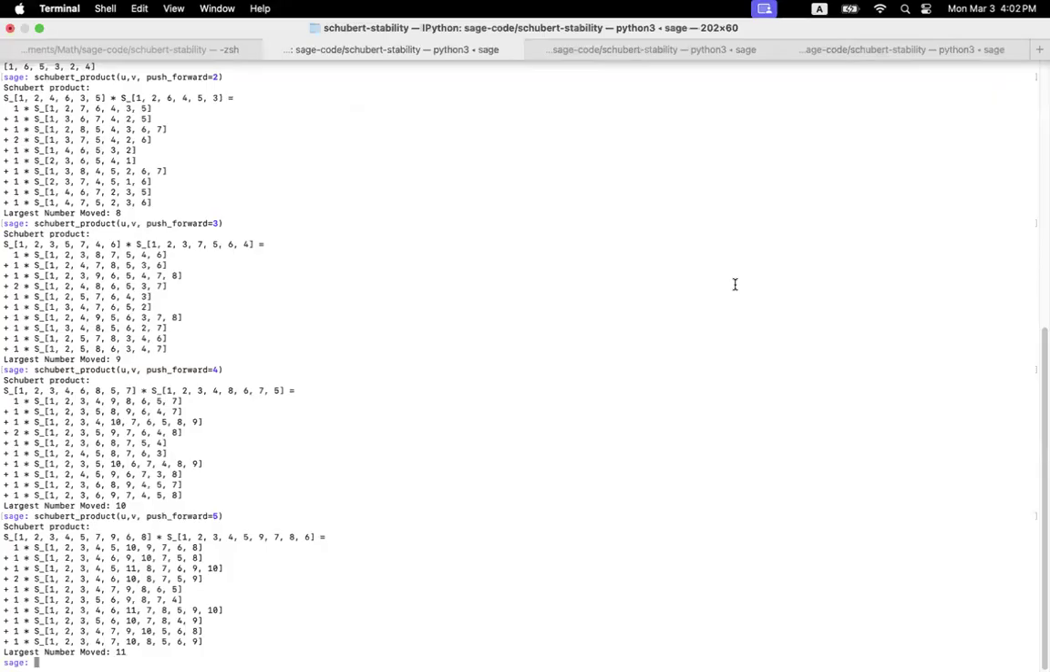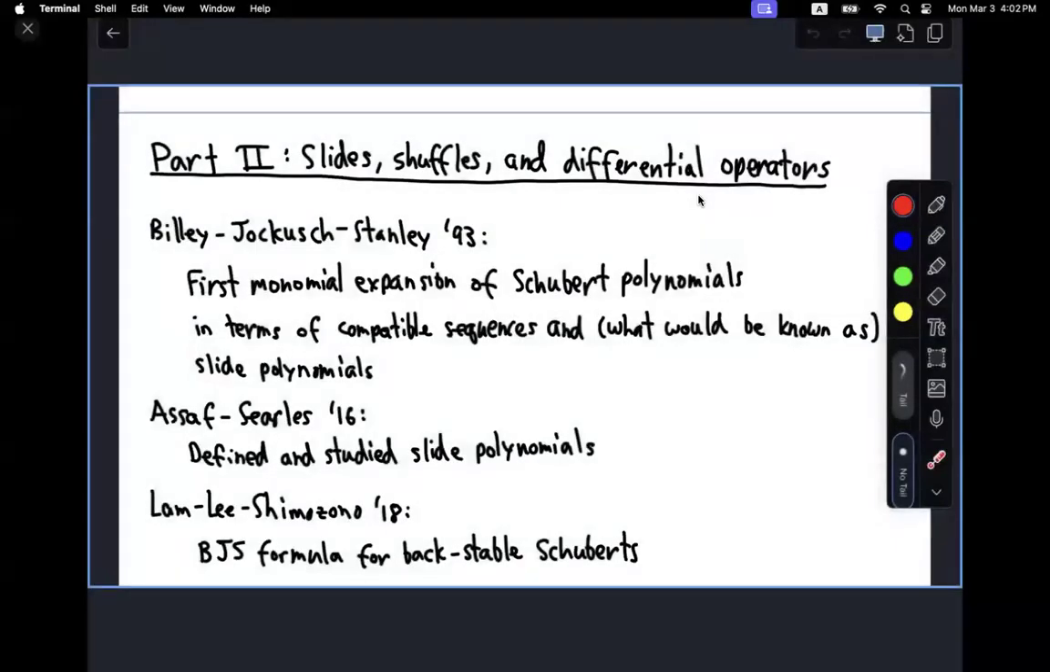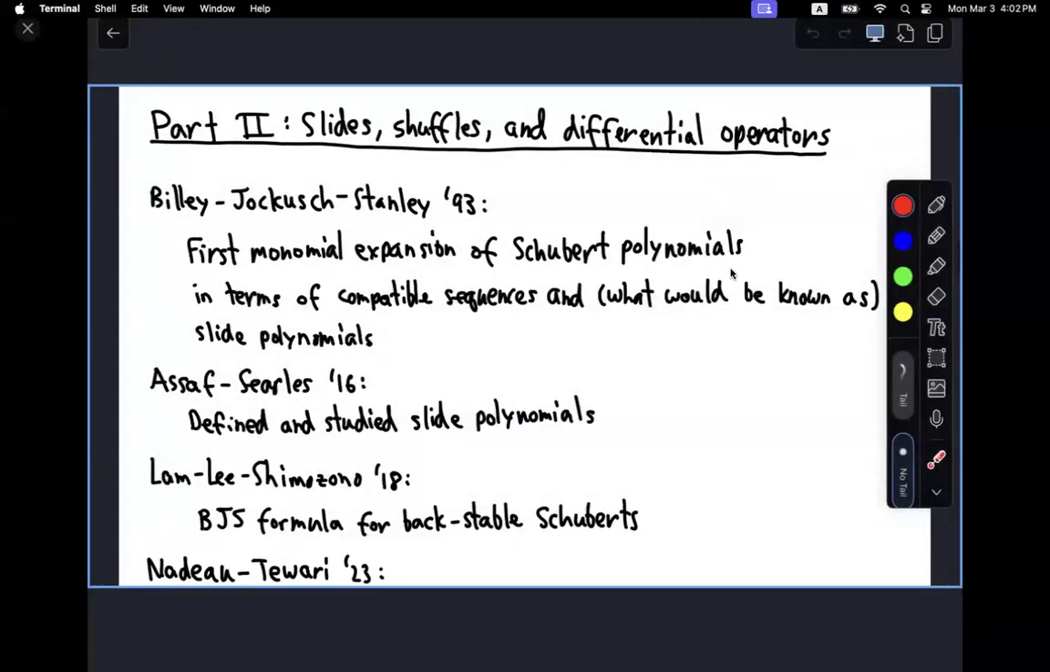Can you still see my screen? I see the Sage prompt again now. Oh no. Here we go. Okay, excellent. Let's hope that doesn't happen another time.